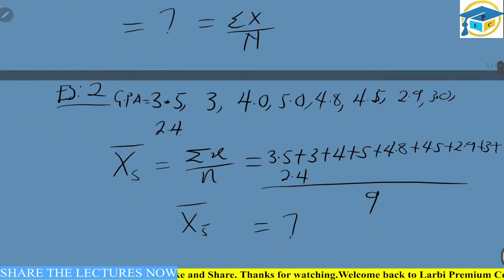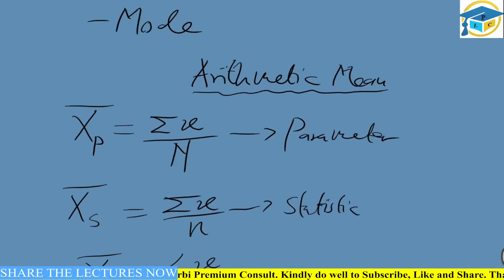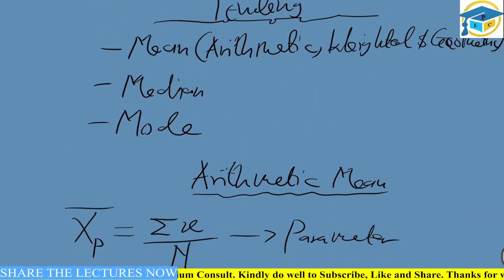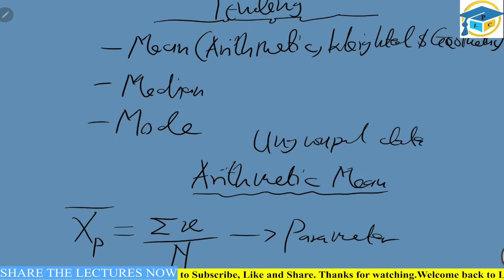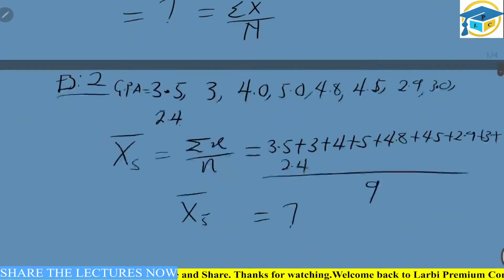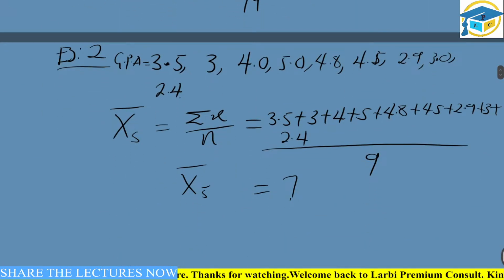But note that what we are doing here is for an ungrouped data. I should have actually mentioned that earlier. What we want to locate, the central measure of such data, is for an ungrouped data. So let's take note of that. We are talking about ungrouped data. Later we'll discuss the grouped data. So this is how we also calculate a sample mean.